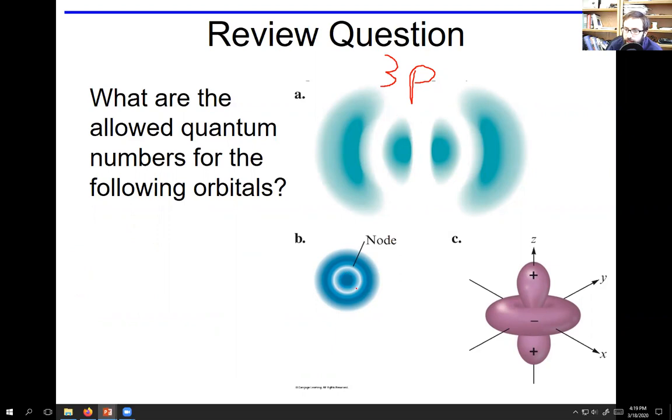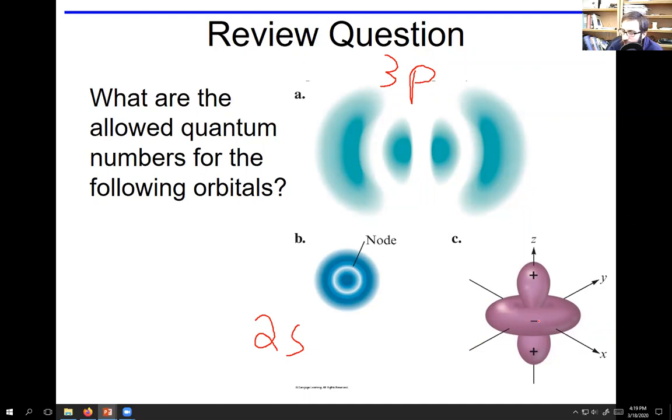Okay, what about this one? This one is an s, it's looking like a sphere. And again, there's 1 node there that it's showing you, 1 radial node. So the smallest s orbital you can make is a 1s, right? And so this is 1 higher because there's 1 radial node. So this is gonna be a 2s. Look at the previous video if you're confused about this with respect to nodes, okay?